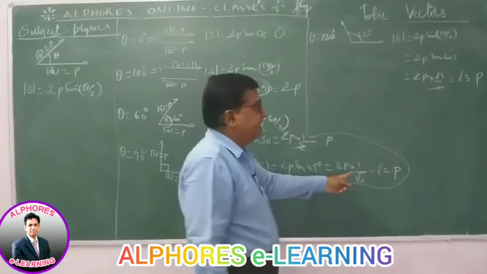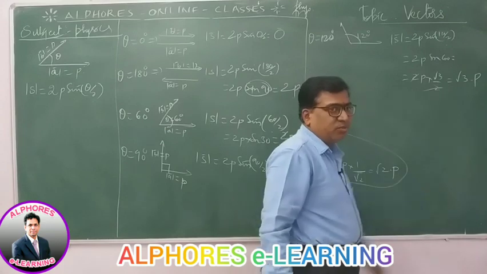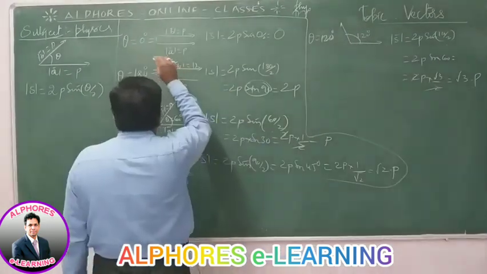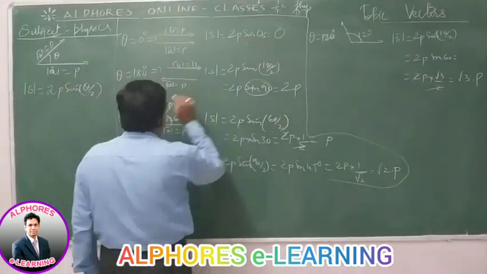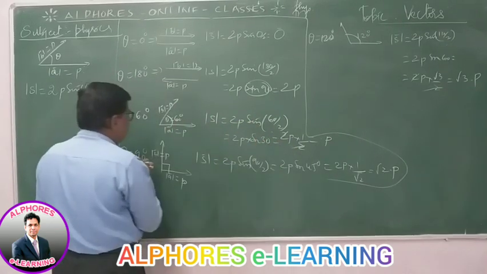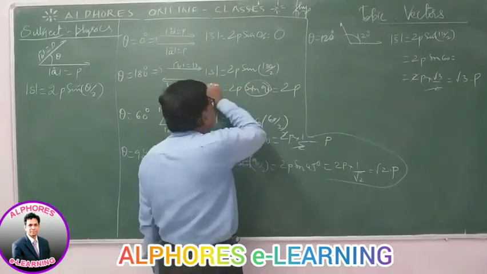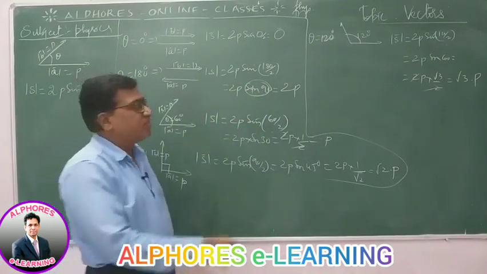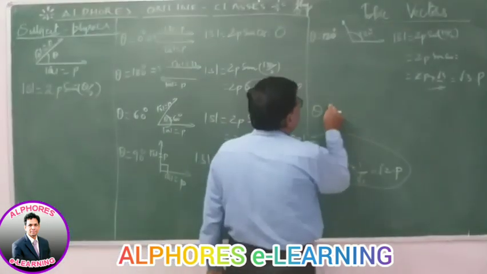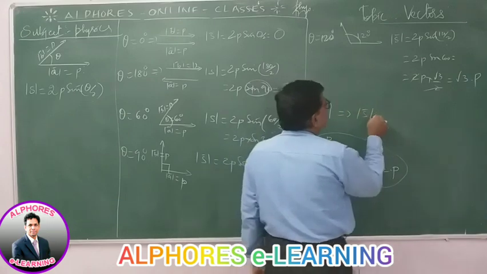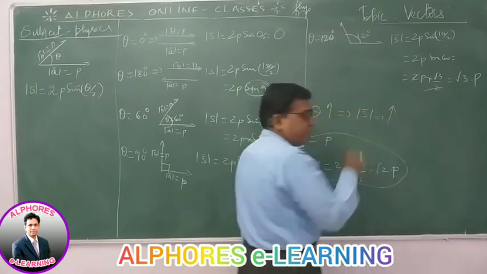For 90, root 2p. For 120, root 3p. You see, as the angle is increasing, when theta is 0, it is 0p. Theta 60, it is 1p. Theta 90, root 2p. Theta 120, root 3p. And theta 180 is root 4p. So, as the angle is increasing, the magnitude of the subtraction resultant also increases.